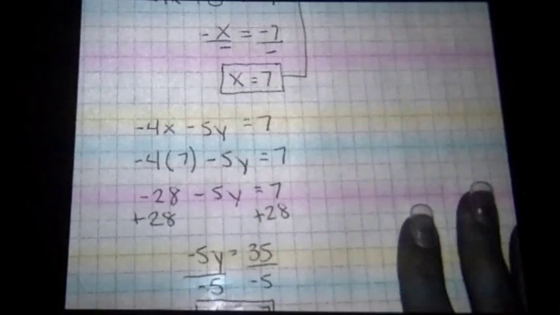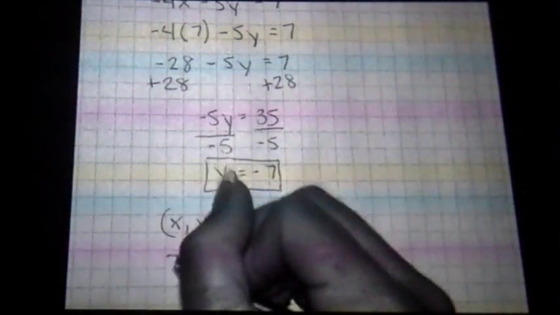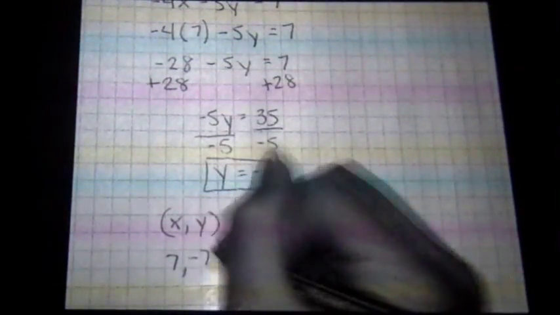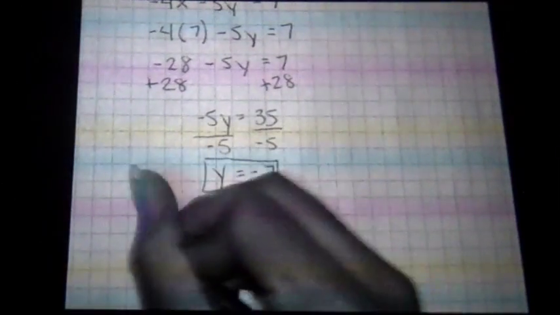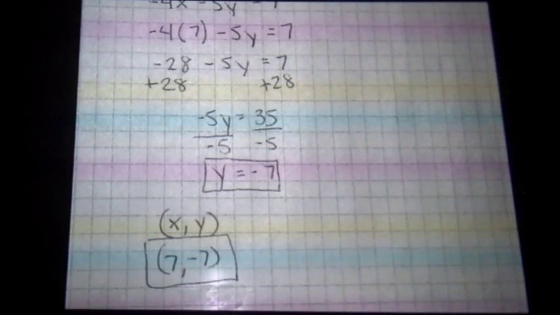My x value was positive 7. So my answer for this is going to be in coordinate pair x, y format, which x was my 7 and my y was my negative 7. So my answer for question number 4 is (7, -7).